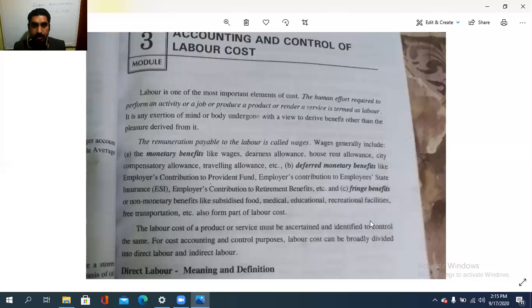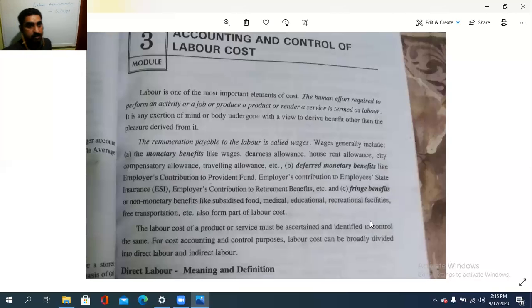So remuneration, or wages, is of three types. One is monetary benefits, that is wages, salary, commission, incentives, bonus, all are there. Then that is monetary benefit. Then deferred monetary benefit, that is employees' provident fund, employers' contribution to the pension fund, ESI, and so on. These come under deferred monetary expenses or benefits.